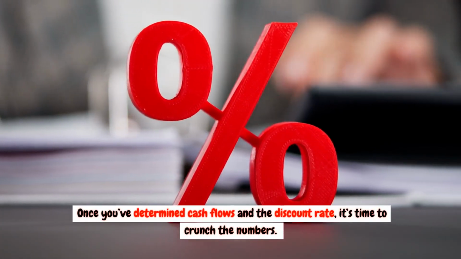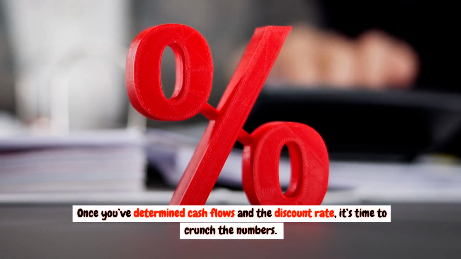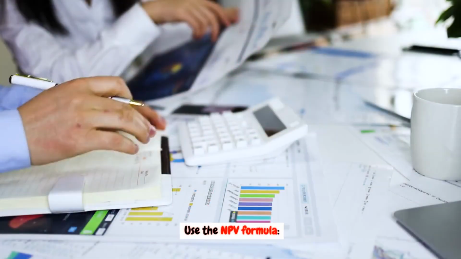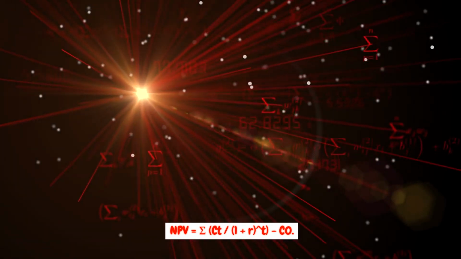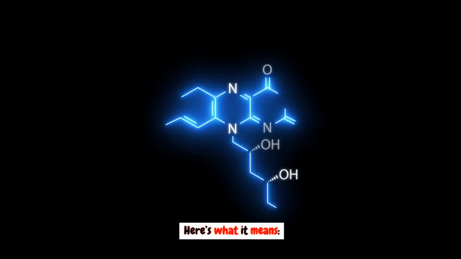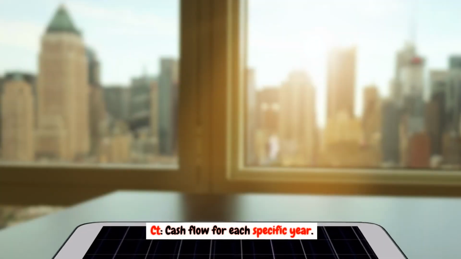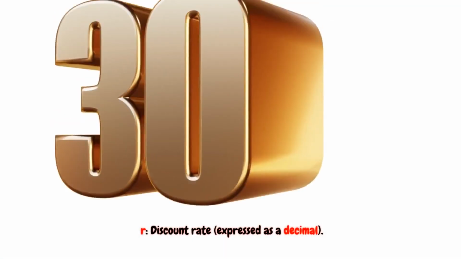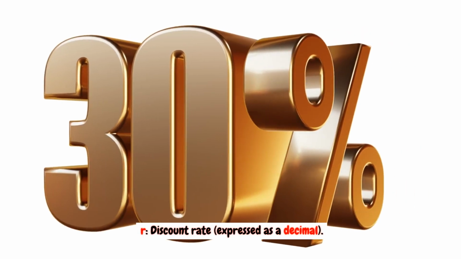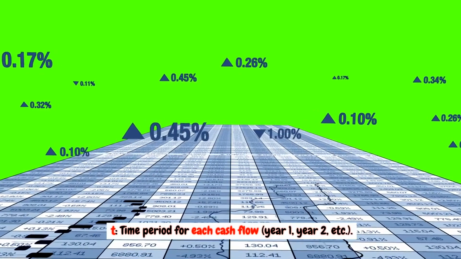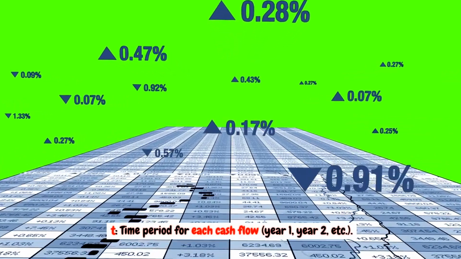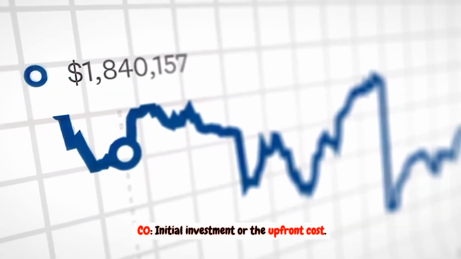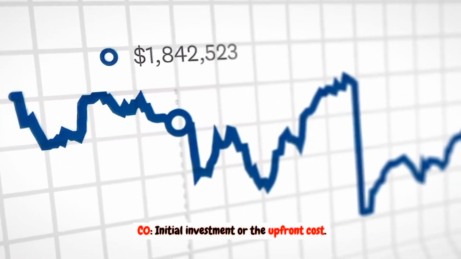Once you've determined cash flows and the discount rate, it's time to crunch the numbers. Use the NPV formula. NPV equals sigma, CT over (1 plus R) caret T, minus C0. Here's what it means. CT, cash flow for each specific year. R, discount rate, expressed as a decimal. T, time period for each cash flow, year 1, year 2, etc. C0, initial investment or the upfront cost.